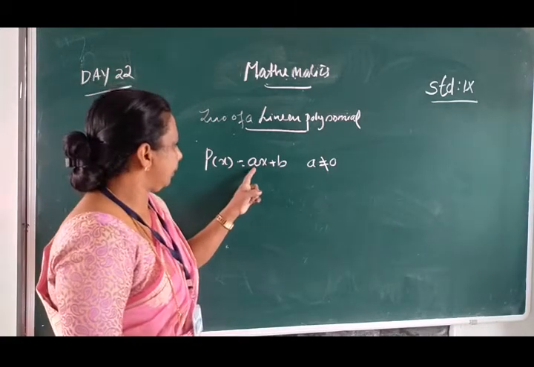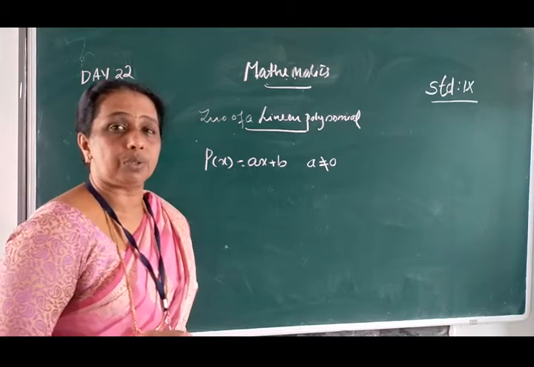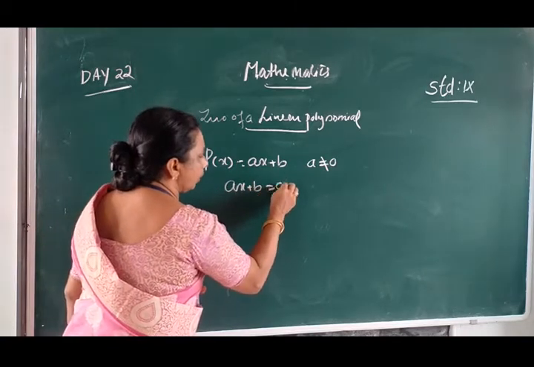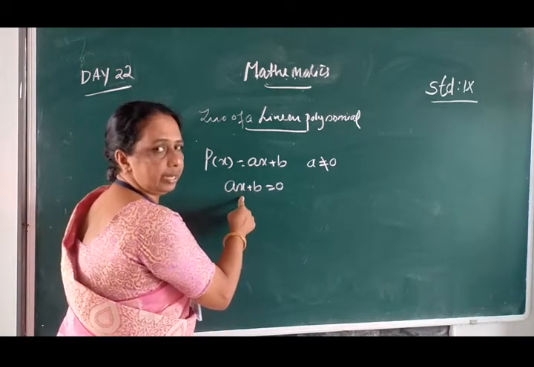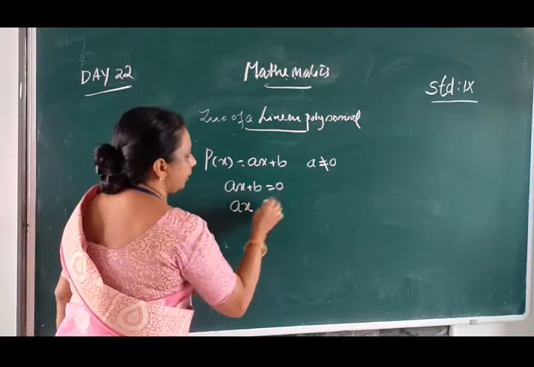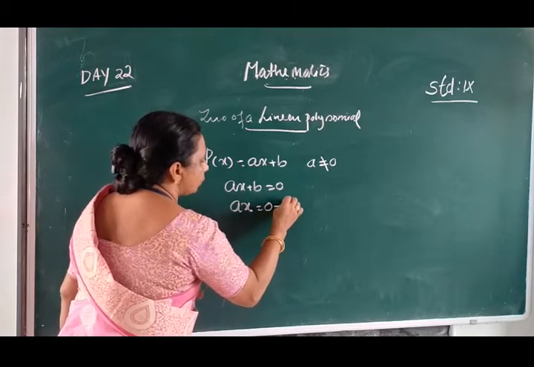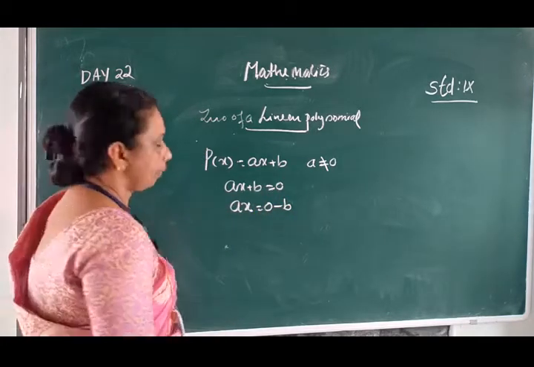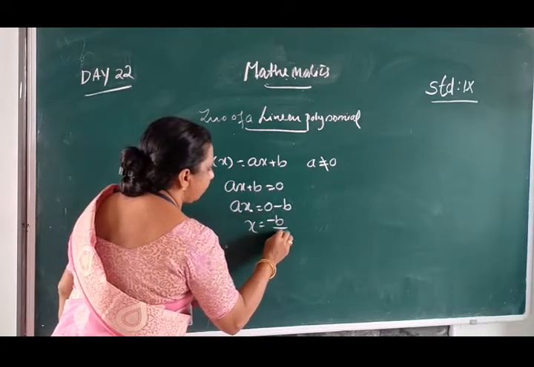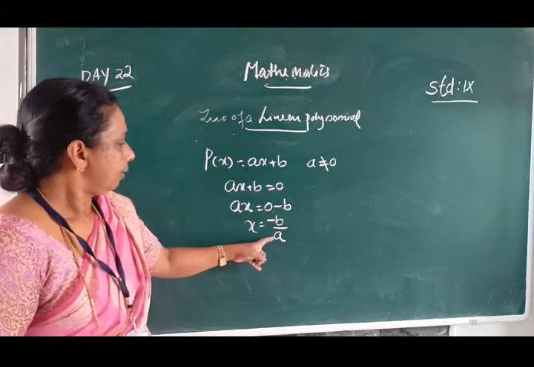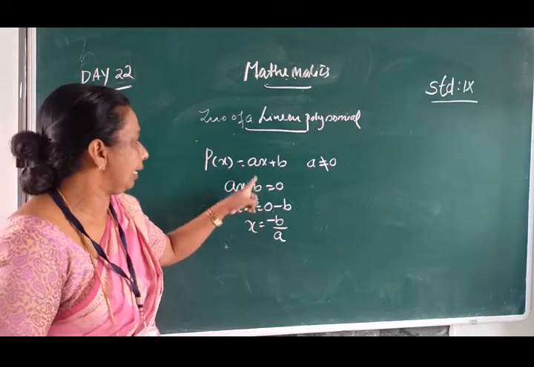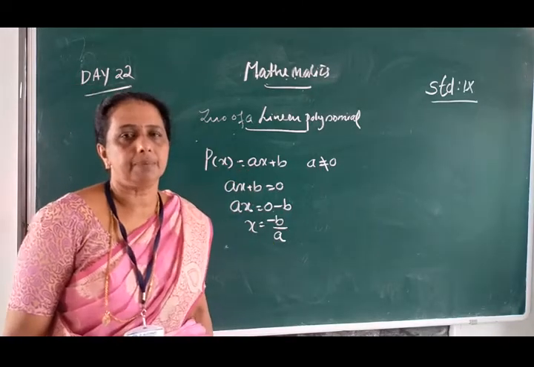Here we are equating this polynomial equal to 0, that is ax plus b equal to 0. Then find the value of this variable. Take b to the right hand side, we get ax is equal to 0 minus b, then x is equal to minus b by a. This is the formula or standard form of the zero of a linear polynomial ax plus b.